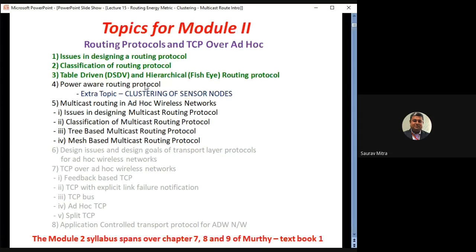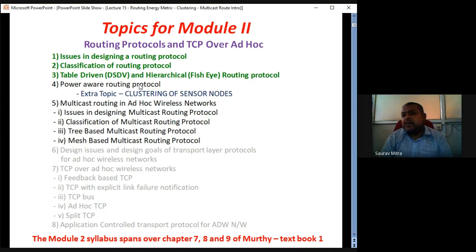Today we are going to do another protocol, only the metrics of that, called the power aware routing protocol. So these 3, DSDV, fisheye and power aware, are the initial protocols of routing. And then we will see what is clustering. Again, I am telling you this is not a topic of this chapter, but to understand multicast routing and other things, we should know what is meant by clustering. So this word will keep on coming.